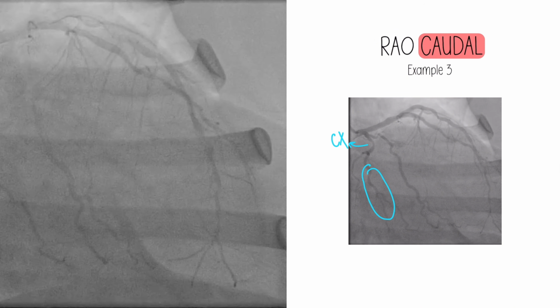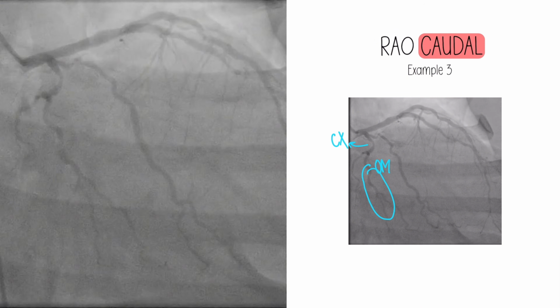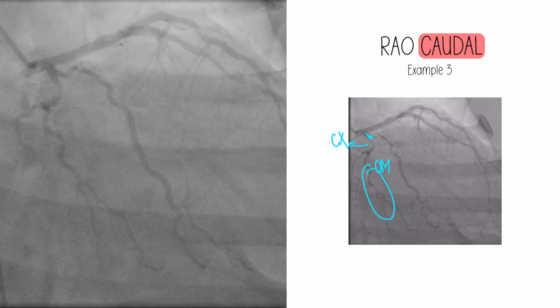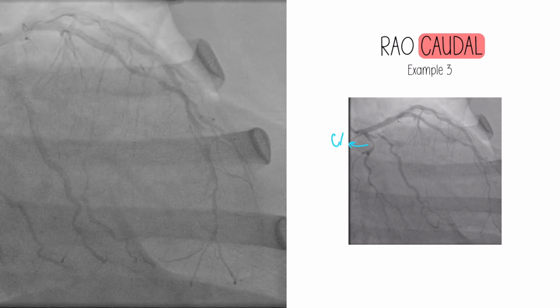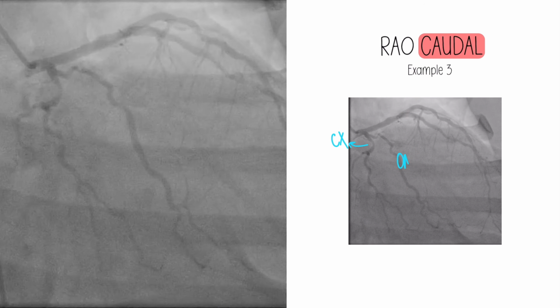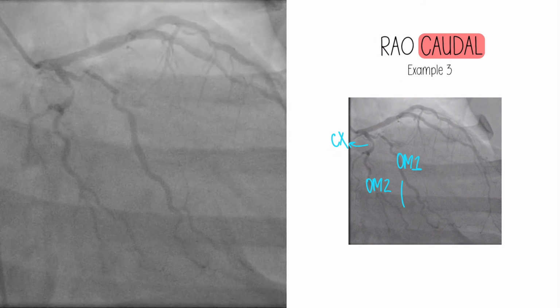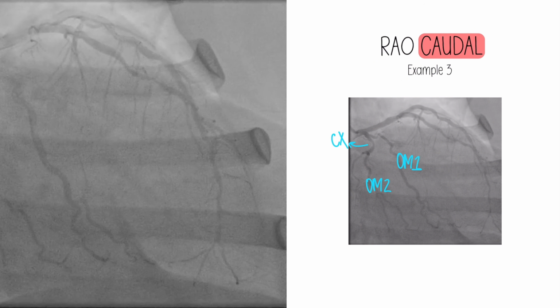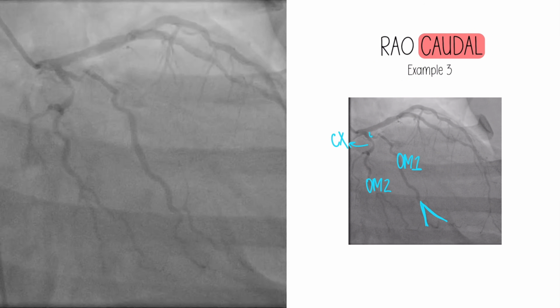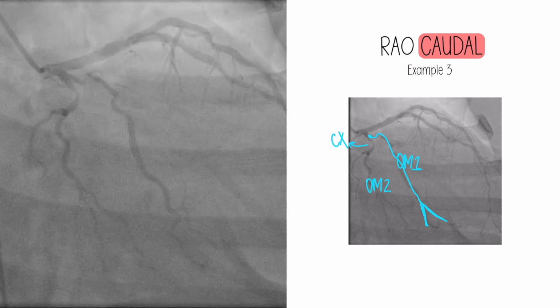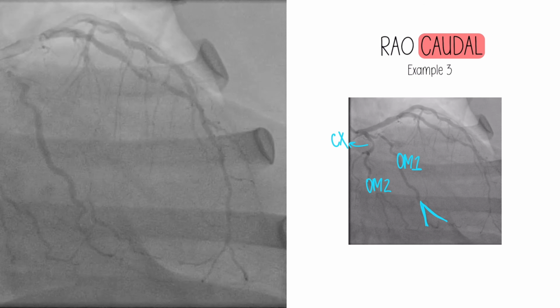This is more of an OM. This is also an OM because it's coming off down in the circ, versus right here for it to be a ramus. So you could call that OM1. You could call this OM2. And yes, it's the whole thing. Even though it does bifurcate down here, you're going by origin. So the origin of OM1 starts here, and everything else coming off of that is considered OM1.